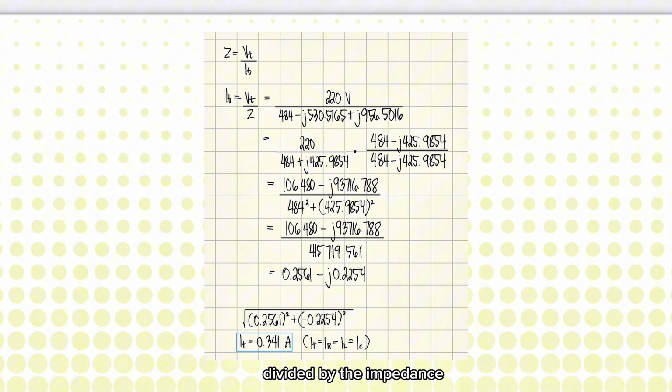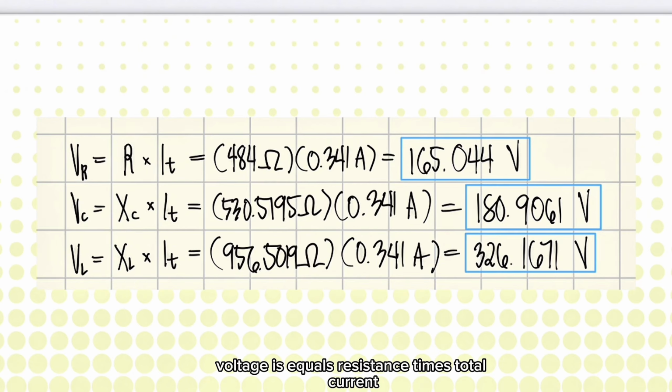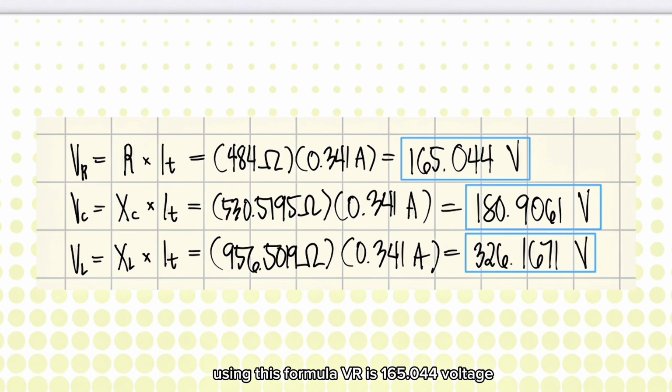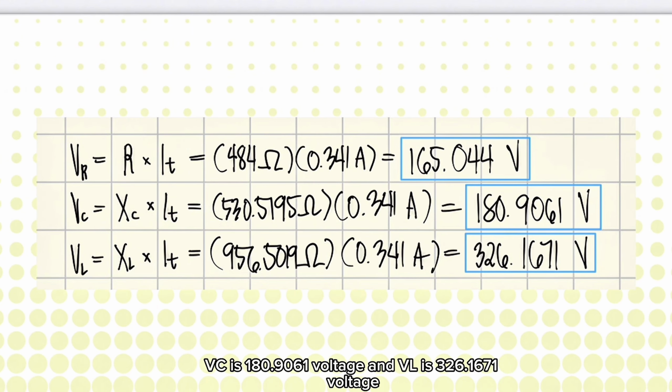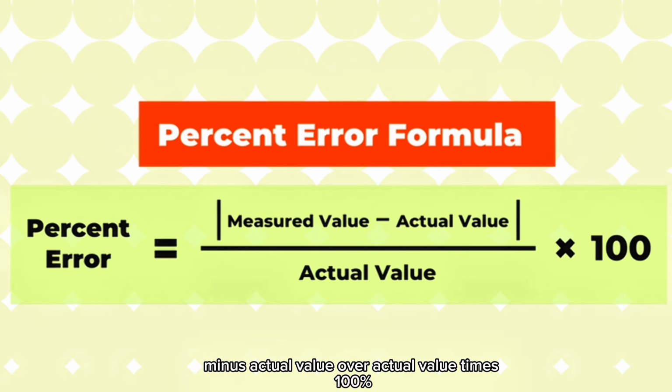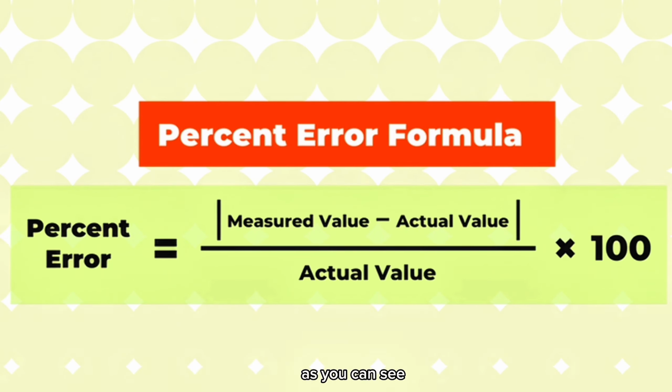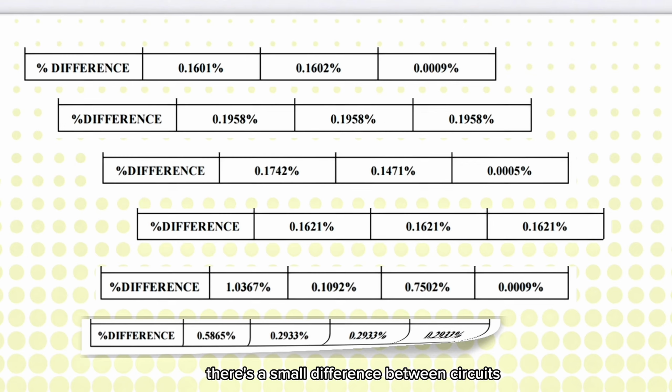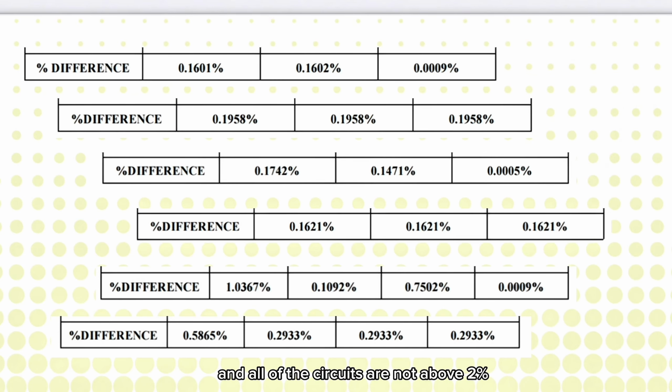For our voltages, using Ohm's law, we have the formula voltage equals resistance times total current. Using this formula, our VR is 165.044 volts, our VC is 180.9061 volts, and our VL is 326.1671 volts. After that, we use the percent error formula, which is percent error equals measured value minus actual value over actual value times 100%. As you can see, there's a small difference between measured and computed values, and none of the circuits are above 2%.